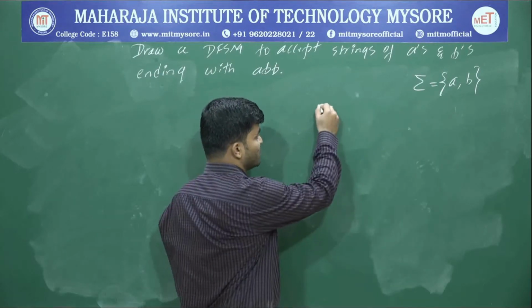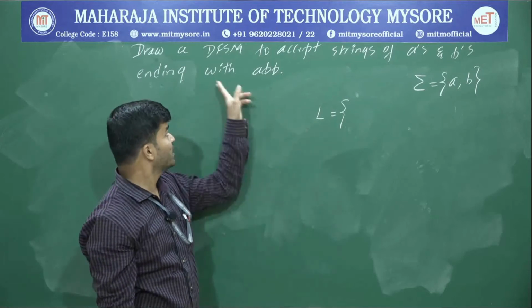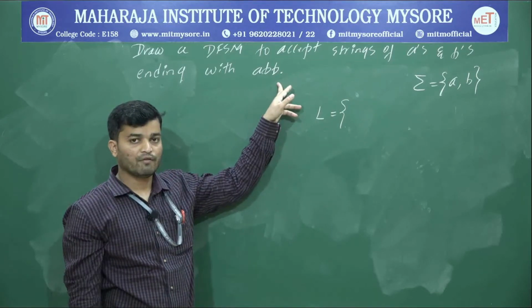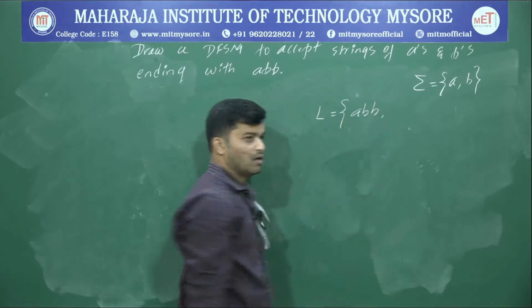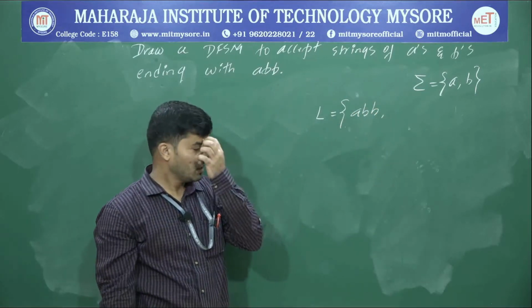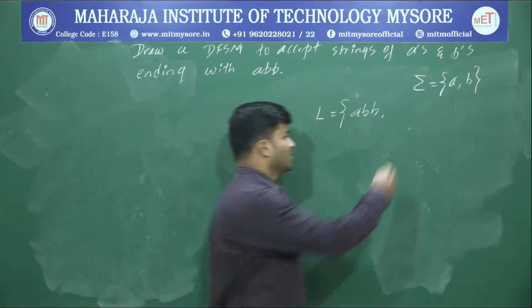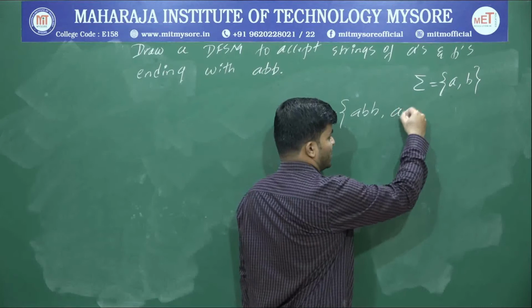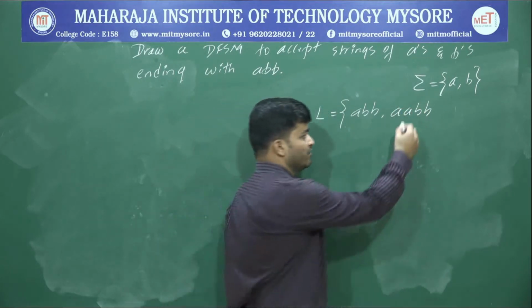Next you write the language. How do we write the language? Ending with ABB. In the worst case, if you write ABB, that becomes our minimum length string. So for a string ending with ABB, in the worst case I will get ABB. Even I can write ABBB, double A double B, because it is ending with ABB.